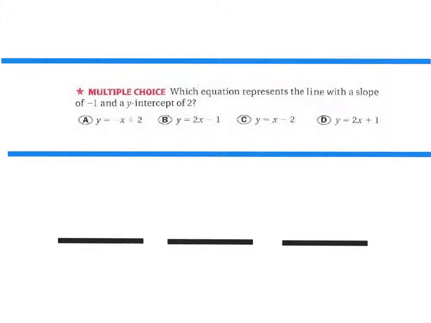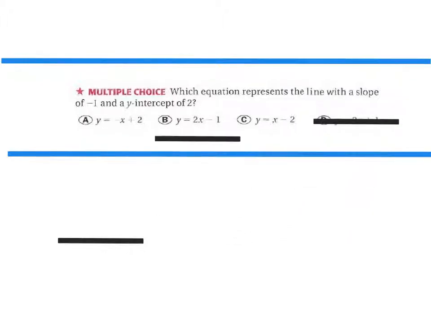Alright, so let's take a look at an example, a real easy one, a multiple choice question pertaining to slope-intercept form. The question is saying, which of these equations represents the line with a slope of -1 and a y-intercept of 2? So first thing I do is look at my slopes, the values in front of x, and I want to find -1. So immediately I look at b and d, and in front of x is 2. So I eliminate them right off the bat.